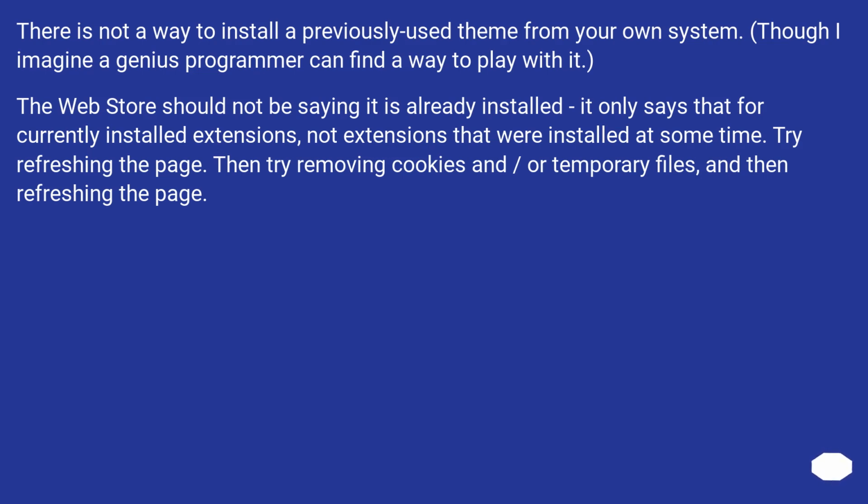There is not a way to install a previously used theme from your own system, though I imagine a genius programmer can find a way to play with it. The web store should not be saying it is already installed, it only says that for currently installed extensions, not extensions that were installed at some time. Try refreshing the page. Then try removing cookies or temporary files, and then refreshing the page.